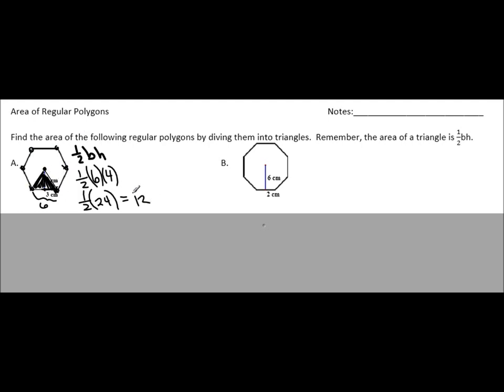So we can take the area, which is 12 square centimeters, and multiply it by how many triangles exist within the polygon, which is 6. So we get 6 times 12, which gives us 72 units squared, or in this case, our units are centimeters.